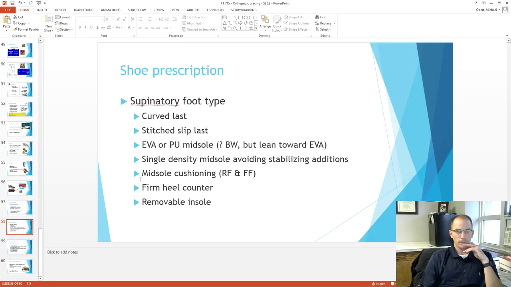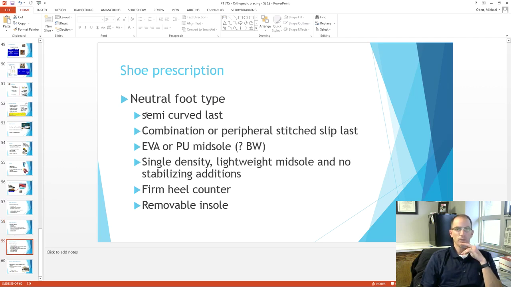Again, midsole cushioning. We want more cushion with the supinatory foot as much as possible, so that they can pronate, they can get some shock absorption, they can get their foot to the ground. Again, the firm heel counter and the removable insole. In the neutral, there's kind of a mix in between the straight last and the curved last. So we're not looking at something significant at either end of the spectrum. We can have either a combination, or we can have a board construction.